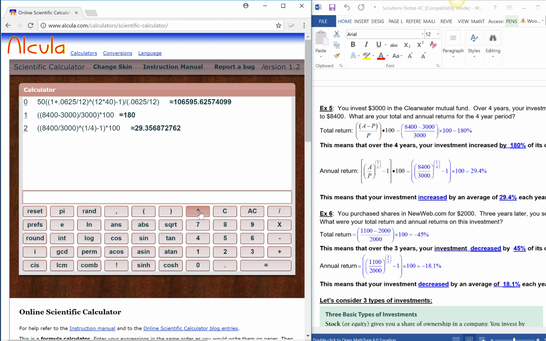And then 29 point, this one told you to round to the nearest tenths. The 3 is in the tenths place. The 5 behind it tells it to round up to 29.4%.